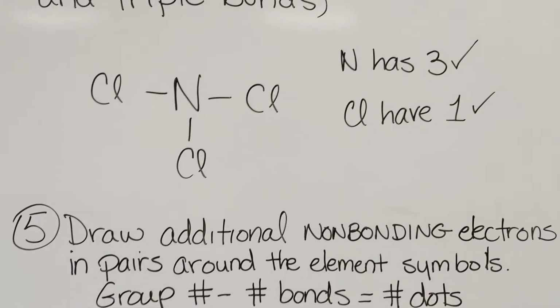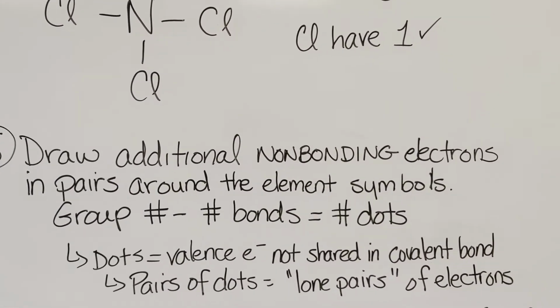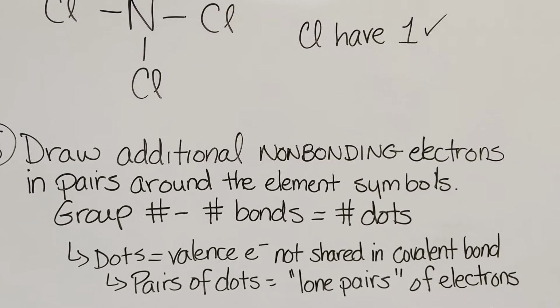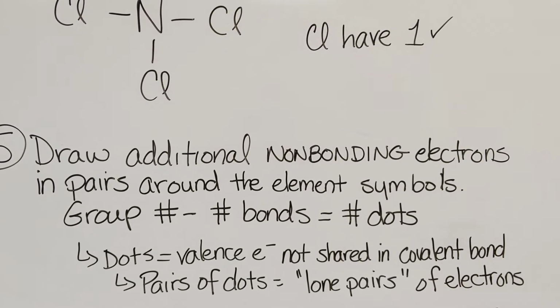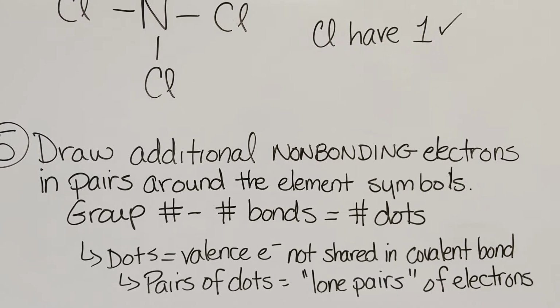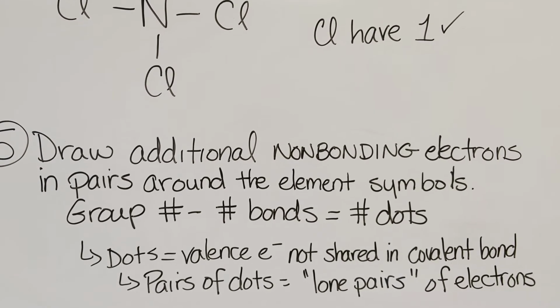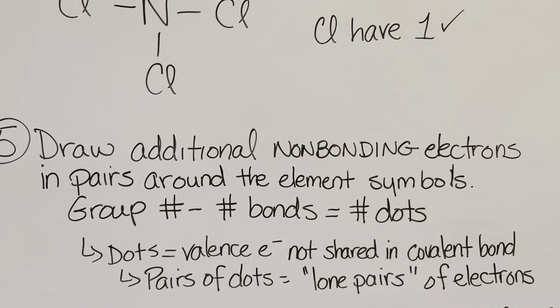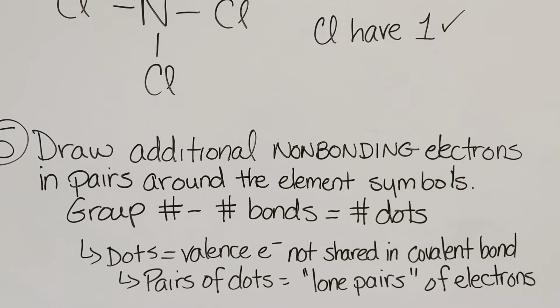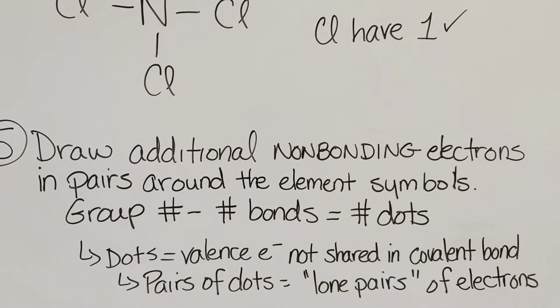In step 5, draw additional non-bonding valence electrons in pairs around the element symbol. The group number minus the number of bonds will equal the number of dots that you should draw for the valence electrons. These are the electrons that are not shared in the covalent bonds. Pairs of the dots are known as lone pairs of electrons.